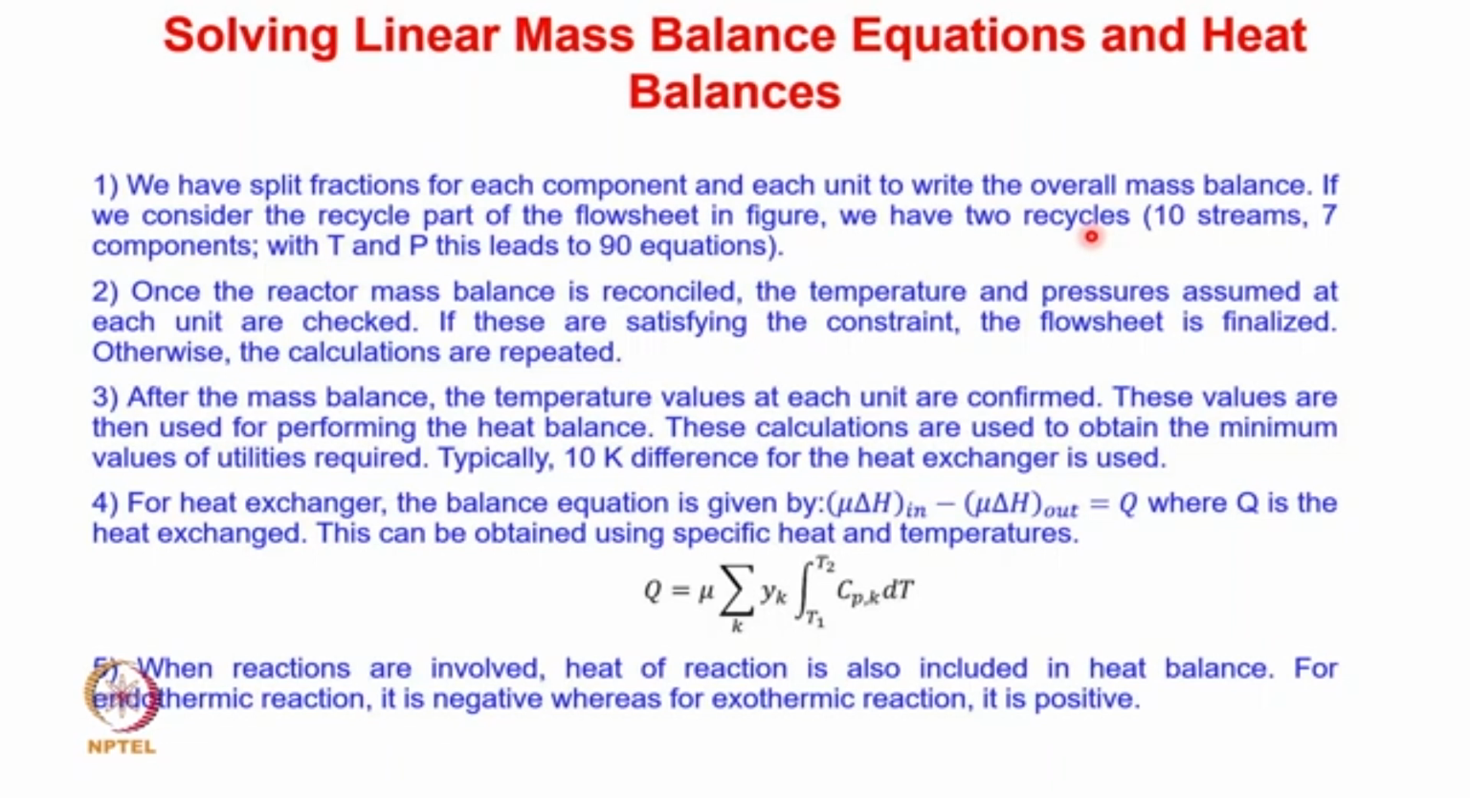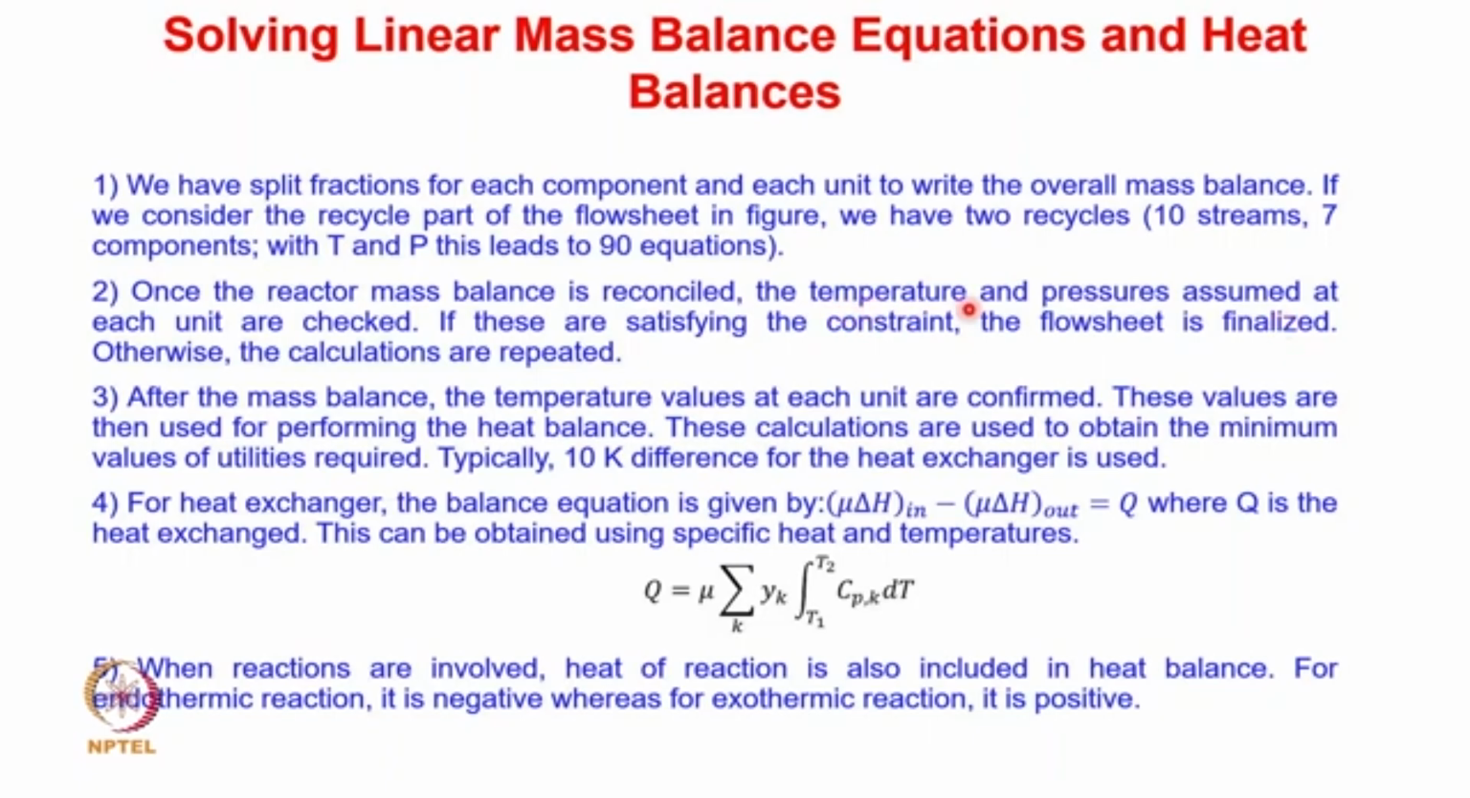So if you look at the entire mass balance equations, around 90 linear equations we get, and these 90 linear equations we can solve using different linear equation solvers like the simplex algorithm, and finally we can obtain the molar flow rate of each of these components with respect to different units. So once this mass balance is reconciled in the entire flow sheet, the next task is we have to look at temperature and pressure. We have to see whether the temperature and pressure which we have assumed in different units are satisfying the given condition or not.